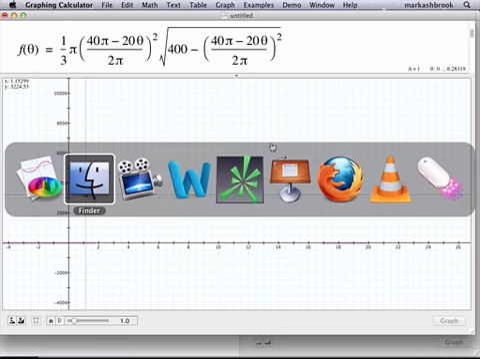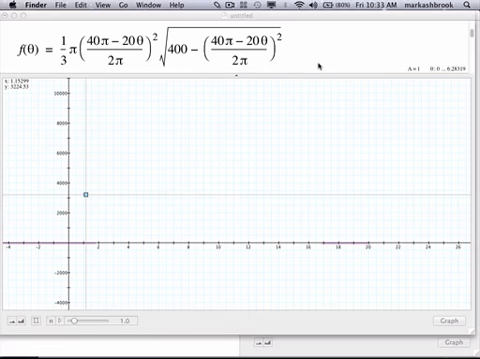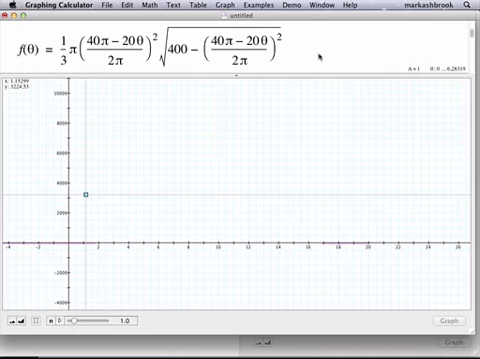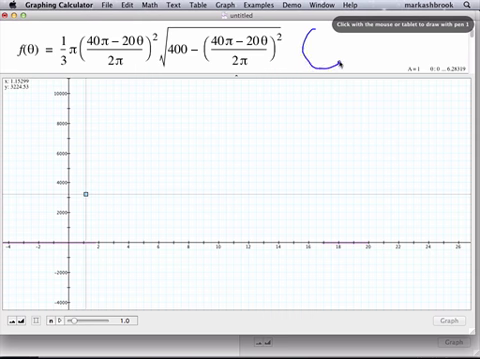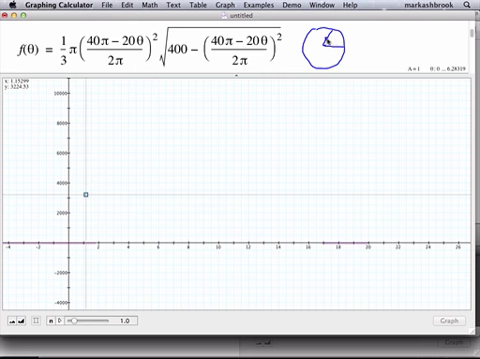I wanted to get back to you about this problem here. Remember this one where you had a disc of metal and you cut out a sector, and then we cut that out and we made a cup out of it, right? A cone.